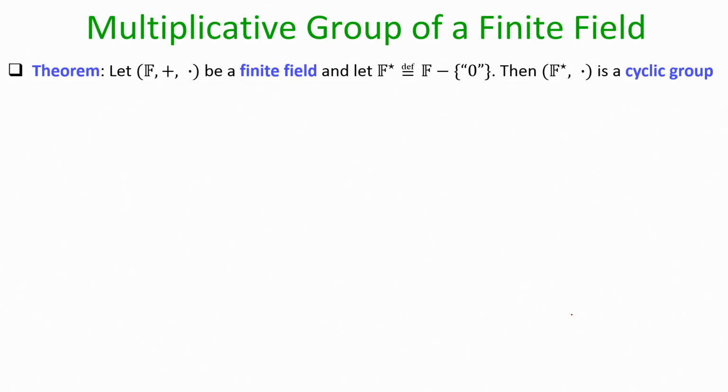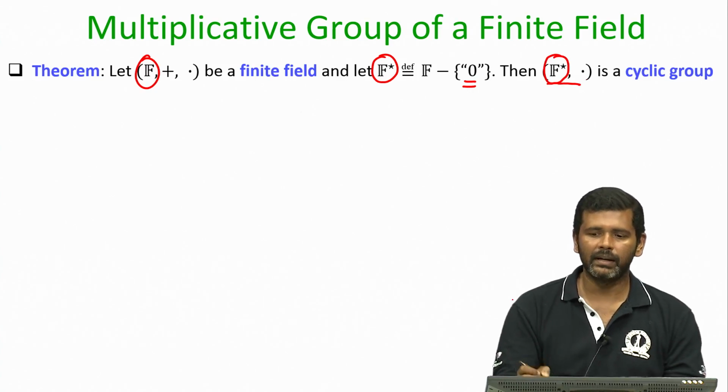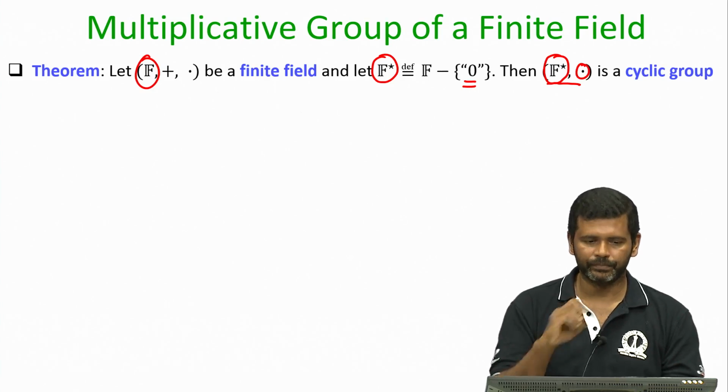So, let F be a finite field with an abstract plus and dot operation and I denote by F star the set consisting of all elements of the field except the 0 element, okay, where 0 is the additive identity element. And my claim here is that if I focus on the non-zero elements of the field and the dot operation, then that constitutes a cyclic group.